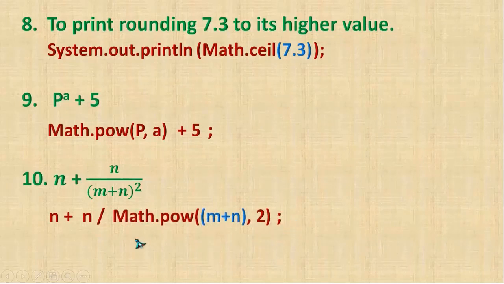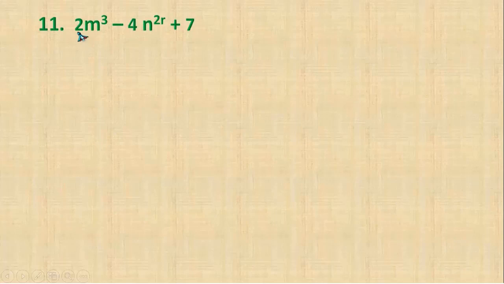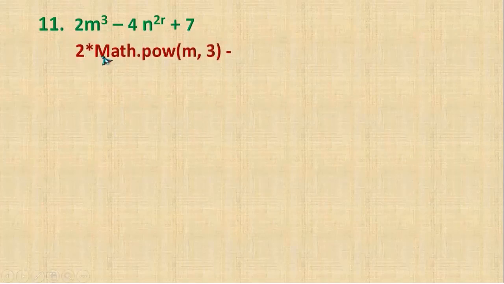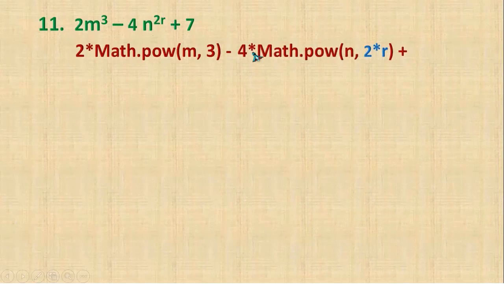And then we terminate. Next we have 2m cube minus 4n to the power 2 into r plus 7. So here we have three terms. 2m cube means 2 into m cube. So 2 into Math.pow of m comma 3 minus again 4 into n to the power 2r. So that is, we can't write 2r directly, we have to write 2 into r. Many do mistakes here. 4 into Math.pow of n comma 2 into r plus 7 terminate.